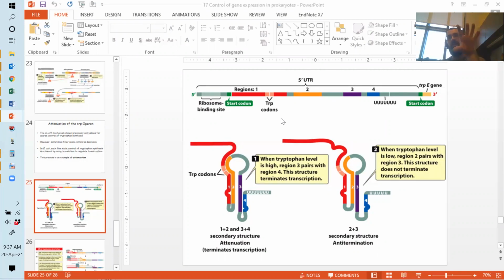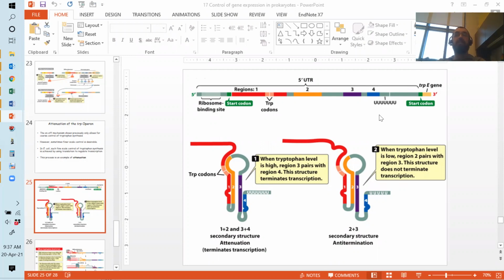And because these are transcribed in sequence, 4 is not transcribed until after 2 and 3 are already available, potentially, right? So 2 and 3 are transcribed first. And so if they can base pair first, before 4 is even transcribed, then 3 and 4 will never form a loop.